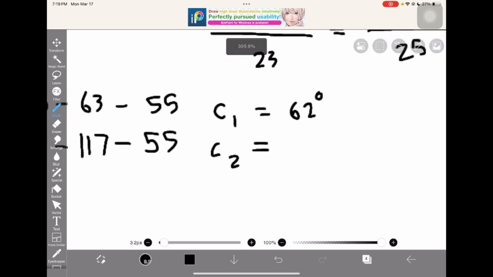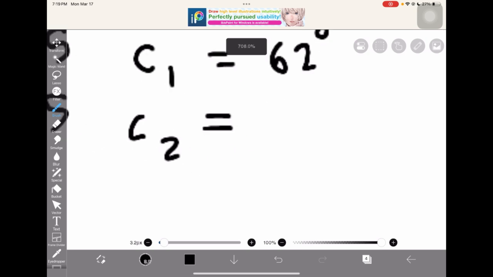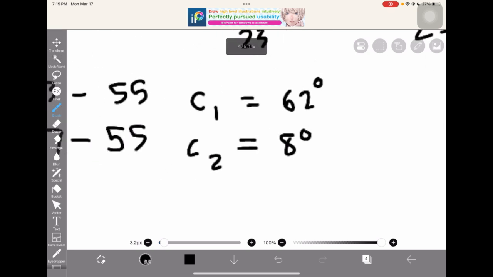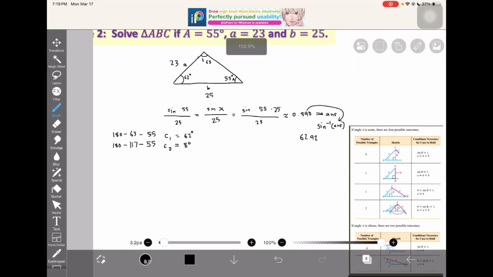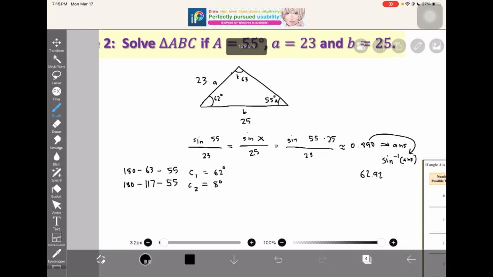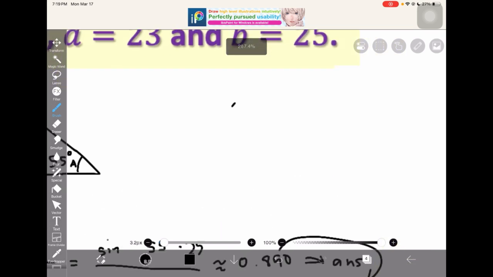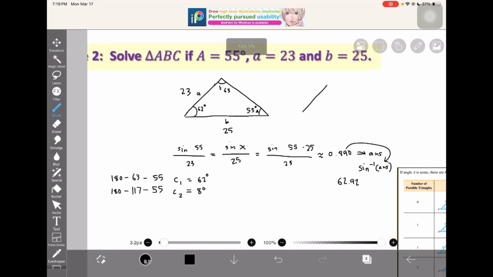So therefore, after solving this, it's equal to 8 degrees. 180 minus 117 minus 55 is equal to 8 degrees. And that's our ambiguous case. So we can either have this triangle over here, or, can I illustrate that?